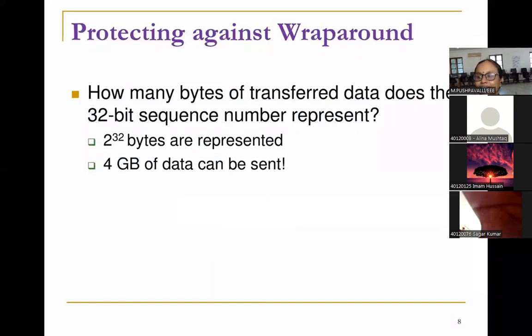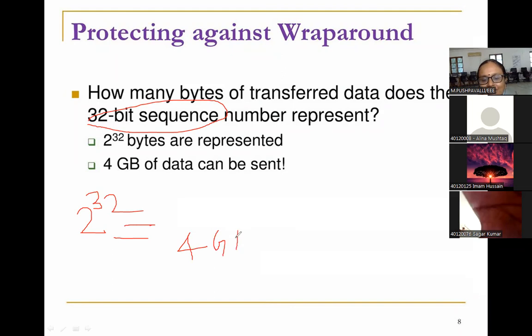How the sequence number denotes the number of bytes of data to send. For example, my sequence number is 32 bit. Now, 2 power 32 bytes of data I can send. That is nothing but 4 GB. You can just note down this, 2 power 32 equal to 4 GB. So this is my sequence number. It decides the capacity of data.